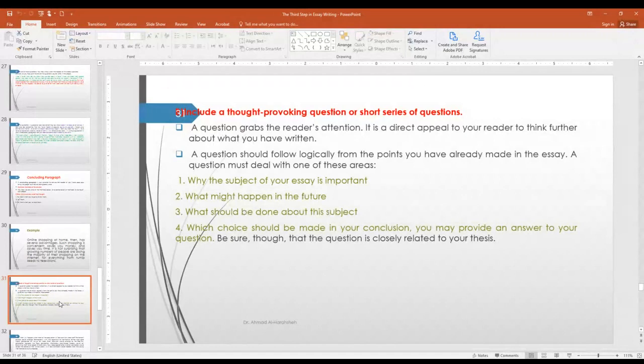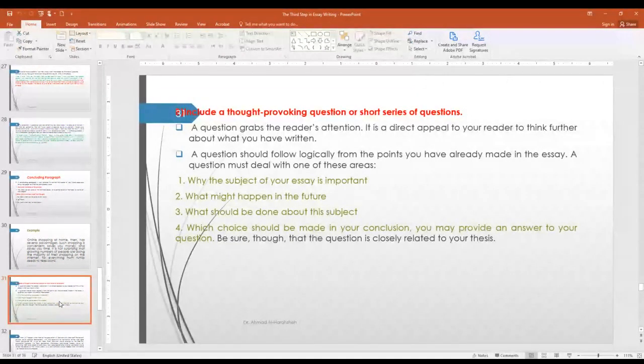Number two, include a thought-provoking question or short series of questions. Sometimes you end your introduction, you end your concluding paragraph with a question. Why? Because you'd like your reader to think. What is the best solution for that? A question grabs the reader's attention. It is a direct appeal to your reader to think further about what you have written, right? A question should follow logically from the points you have already made in the essay.